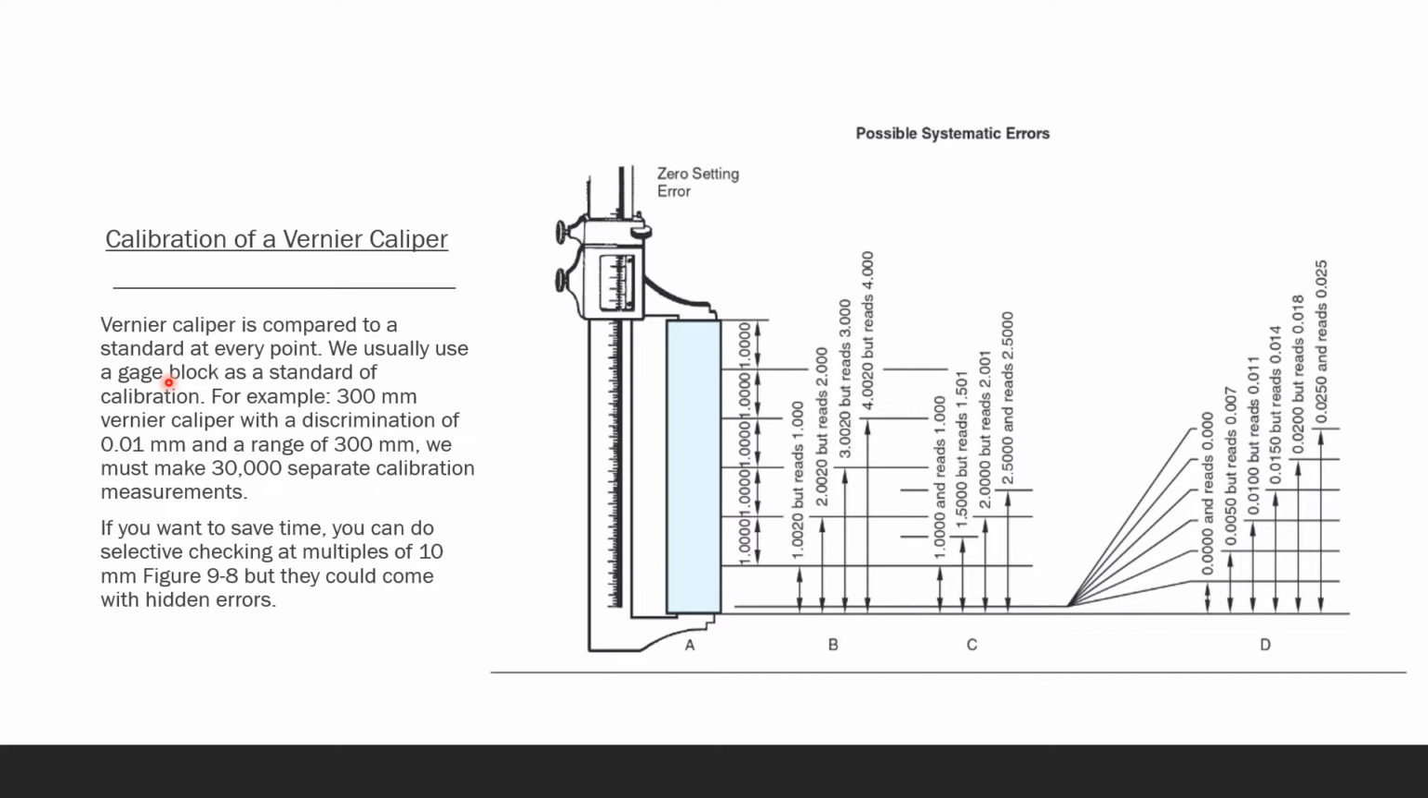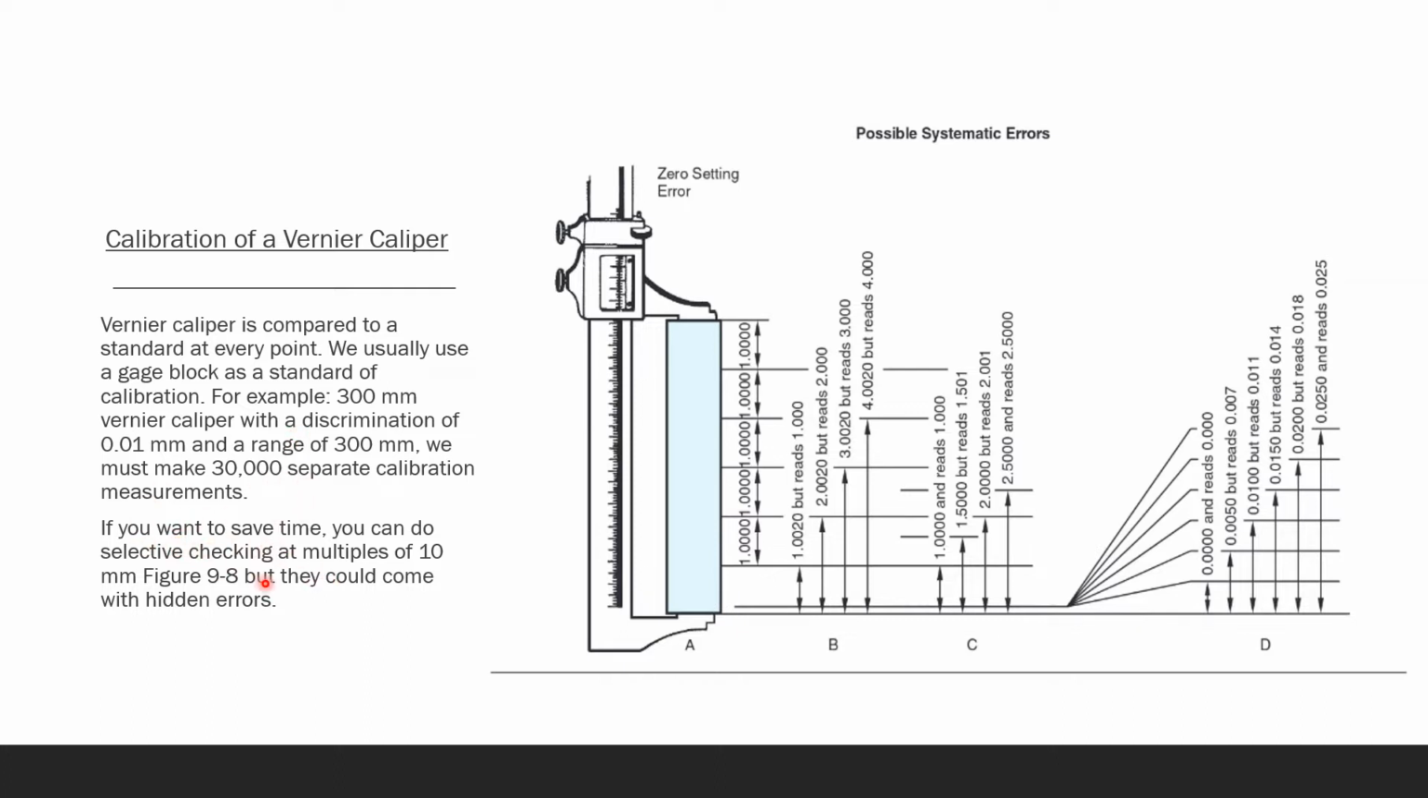after the calibration. Okay, so for example, for a 300mm vernier caliper with a discrimination of 0.01mm and a range of 300mm, we must make 30,000 separate calibration measurements. This is what we call compared to a standard at every point. It's a very tedious job to do calibration, so you need to have a very patient mind. If you want to save time, you can skip it.